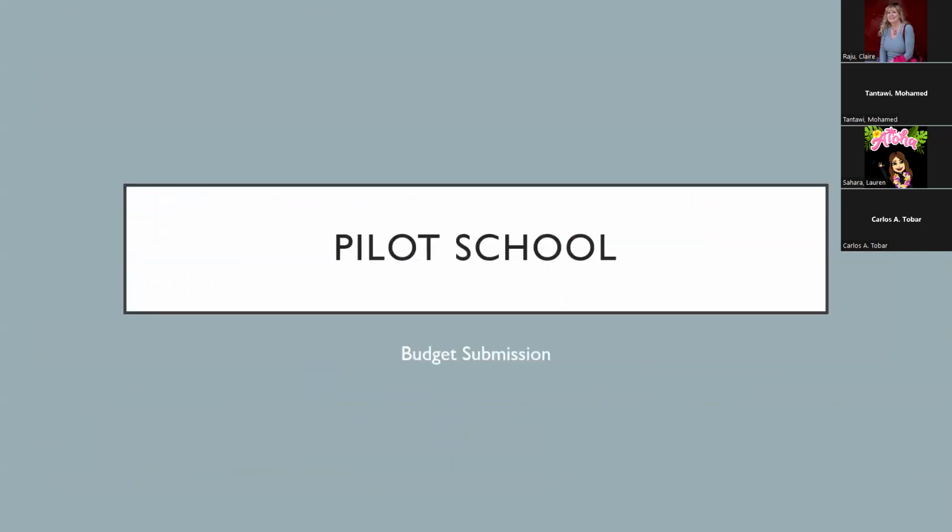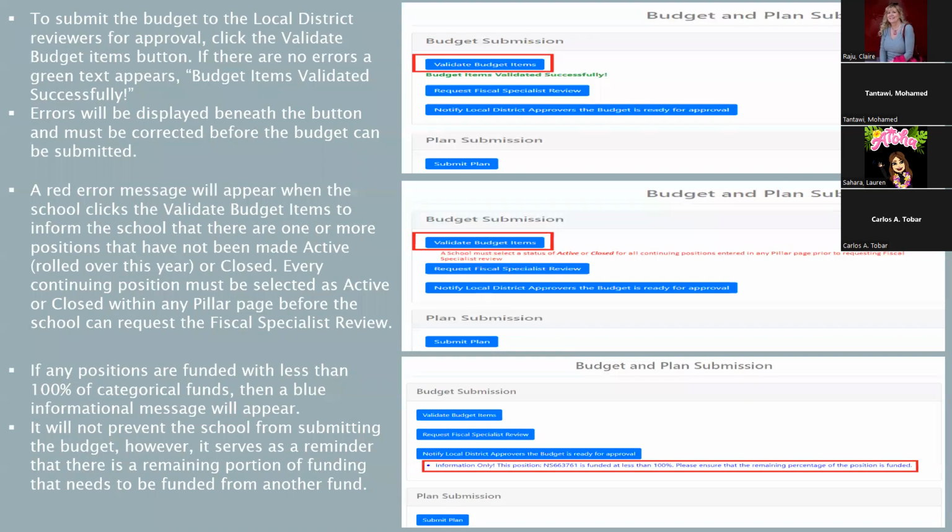And now I'm going to cover the pilot school budget submission. So to submit the budget to the local district reviewers for approvals, you click the Validate Budget Items button. Now, if there are no errors, then green text appears: Budget Items Validated Successfully. Errors will be displayed beneath the button and they must be corrected before the budget can be submitted.